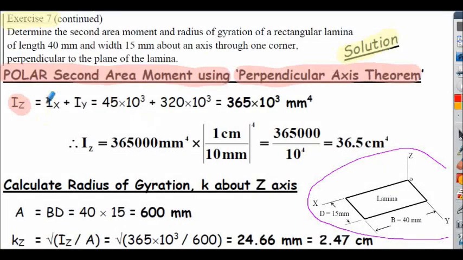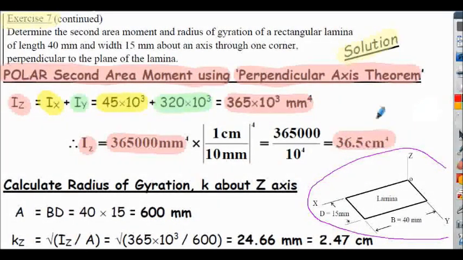So Iz is equal to Ix plus Iy, stated here. I've shown a conversion here using unity brackets from the millimeters value to the centimeters value. That's because the answer was given in centimeters to the 4.